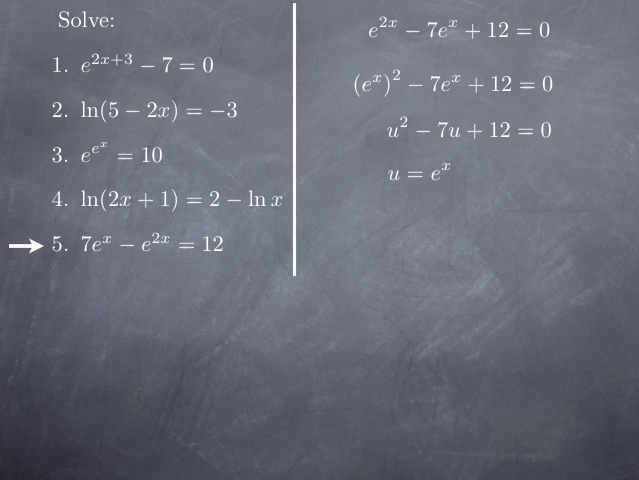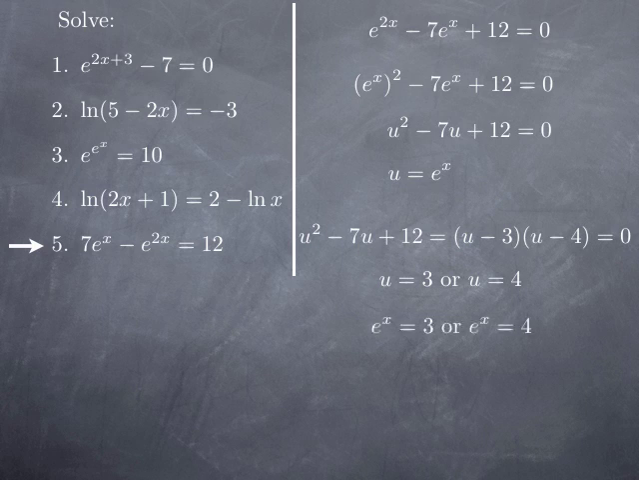This equation here is u squared minus 7u plus 12, which is easy to factor as u minus 3, u minus 4. And so the equation becomes u minus 3, u minus 4 equals 0. In other words, u equals 3 or u equals 4. We go back to what it means for x. It means e to the x is 3 or e to the x is 4. And we can write that in logarithmic form. Take the log on both sides and we get x equal ln of 3 or x equal ln of 4. And these are the two solutions to our equation.